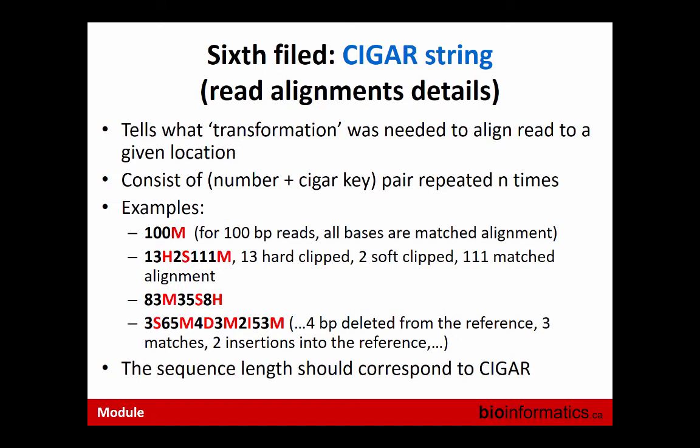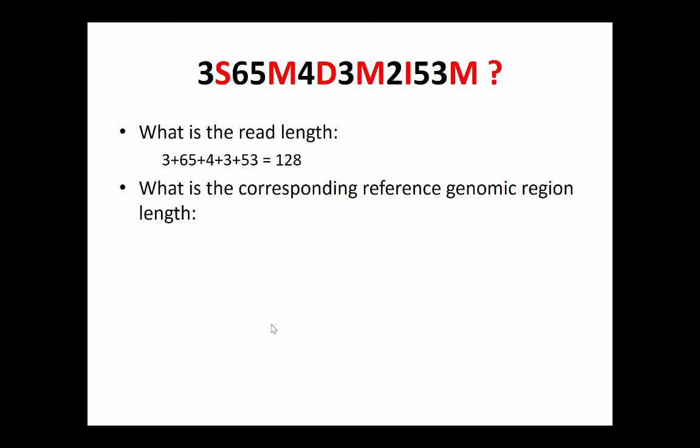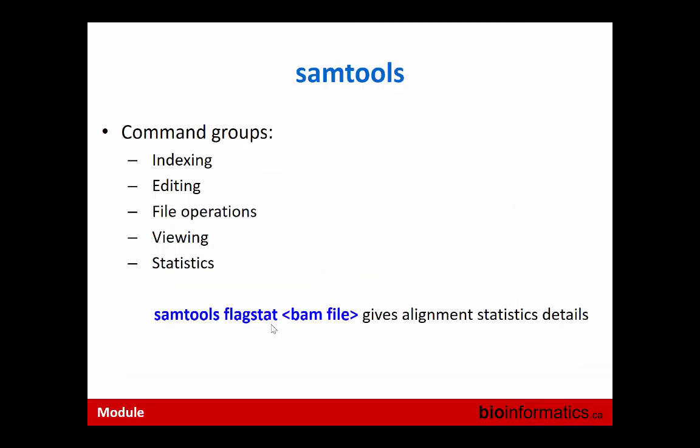However, in many, many cases, we have situations like this: 3 soft clips, 65 matches, 6 deletion. And that's a deletion in the reference, remember, so it's actually an insertion in our read. Then we have another 3 matches. And after this, we have 2 insertions in the reference, which means a deletion in the read. And then we have 53 matches. And if we add all those bits and pieces, we end up with 100. That's how it looks, but it gives us a lot of information about the alignment. Let's skip it. I feel it would be nice to skip it.